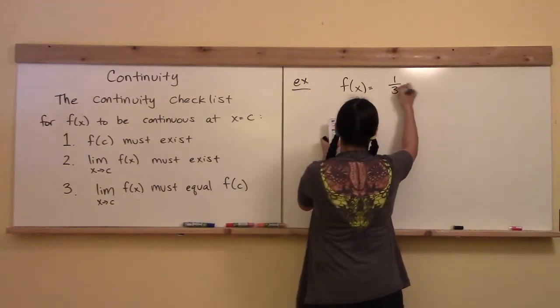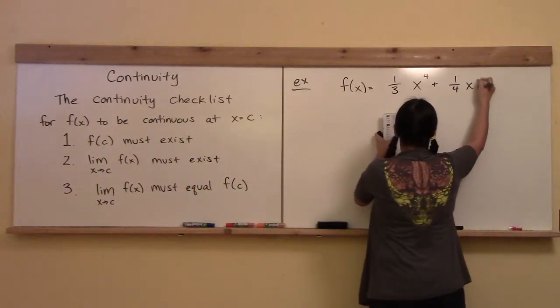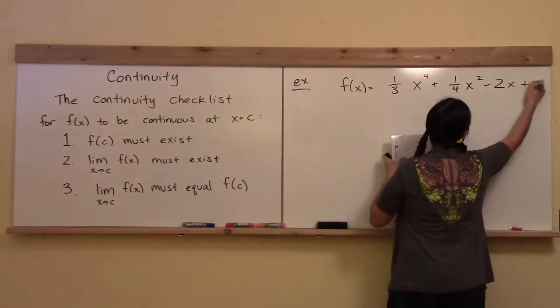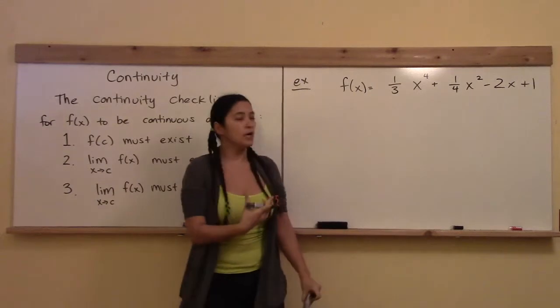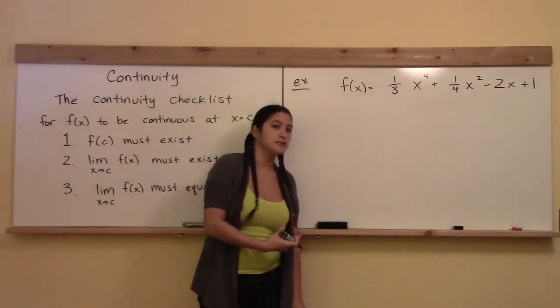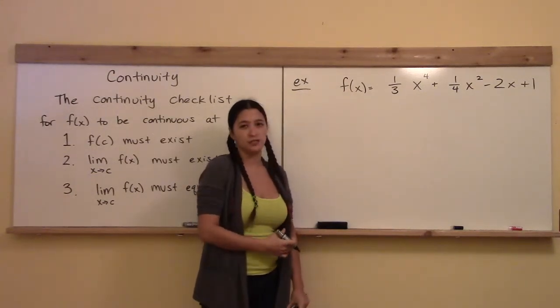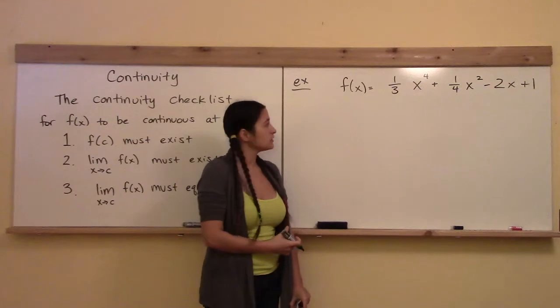Let's say f of x is equal to this function right here, x minus 2x plus 1. The question is, where is the function continuous? Is it continuous for all x? Is it only continuous for some x? And then, if so, where is it not continuous or discontinuous?